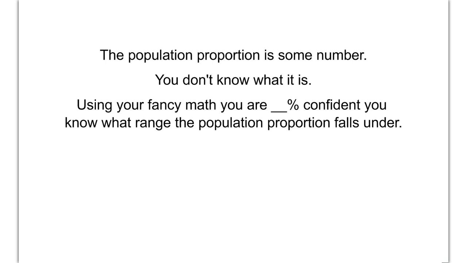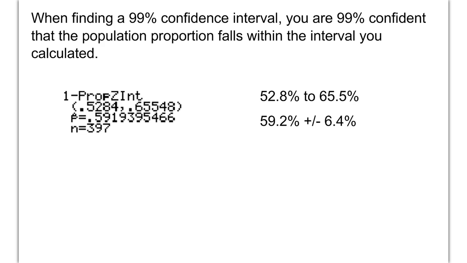One of the most important things to understand is that the population proportion is some number, some constant that is set before you take your survey. You just don't know what it is. That's your goal by taking the sampling, the survey, is to figure out what the true population proportion is. So using your fancy math, using your statistics, you are some percent confident that you know the range the population proportion falls into. Now, the typical percentages we'll use would be like 90%, 95%, and 99%, depending on what your purpose is. So let's take a look.